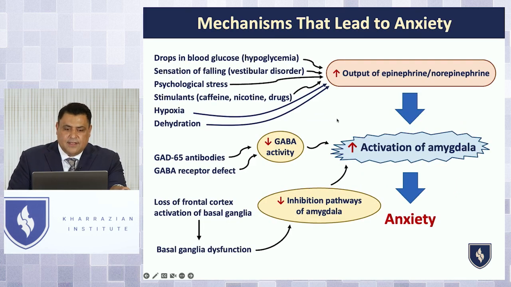And for anxiety, you can have anxiety if there's increased activation of the amygdala. Things that increase output of epinephrine and norepinephrine, like drops in blood sugar, sensation of falling, psychological stress, stimulants, hypoxia, and dehydration, can all increase this activation of the amygdala. Or anything that decreases GABA activity, which inhibits it. GAD65 antibodies and GABA receptor defects can all cause increased activation. And if the frontal cortex can't activate the basal ganglia and the basal ganglia is not working, you can have loss of inhibition of these pathways and get, in these cases, depression and anxiety put together.